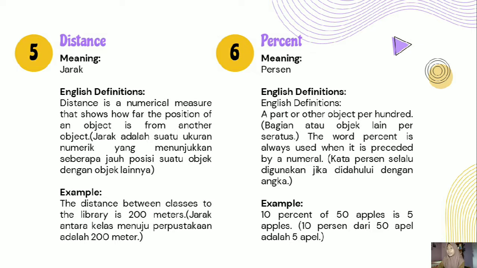Number 6, percent. Meaning in Indonesian language is persen. English definition: a part of a whole or other object per 100. The word percent is always used when it is preceded by a numeral. Example: 10% of 50 apples is 5 apples.